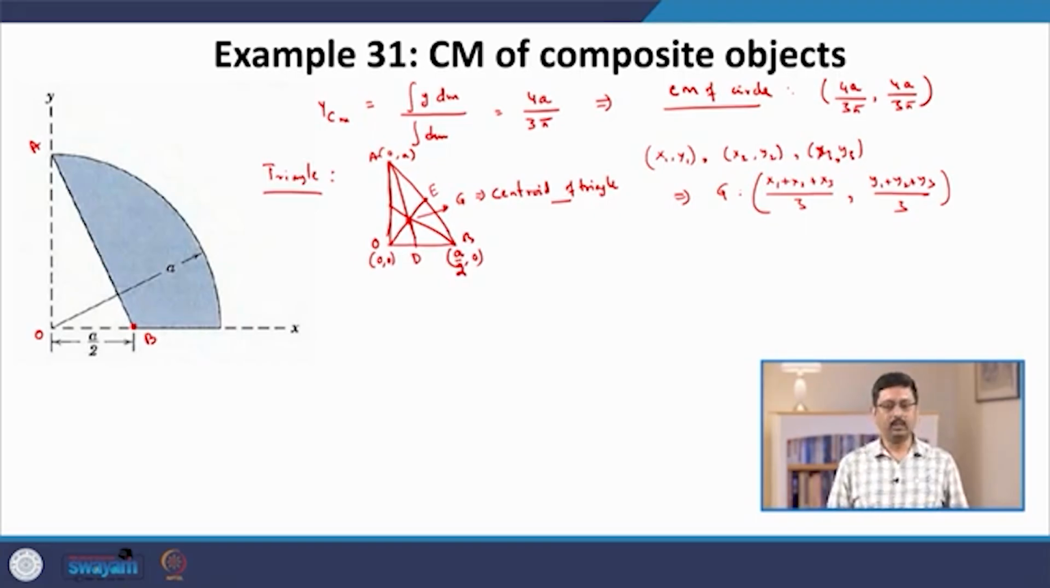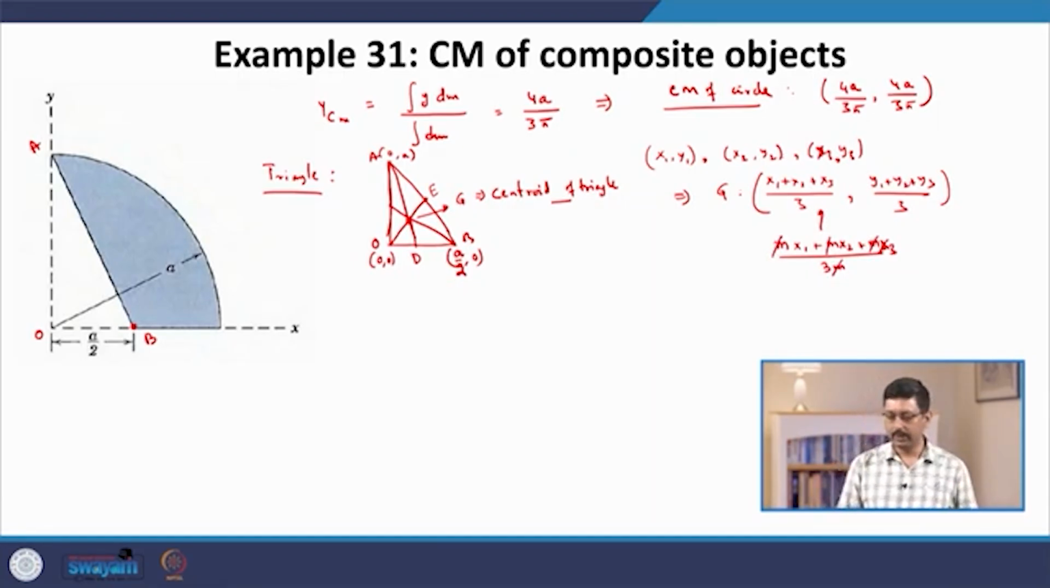If G is the center of mass, and you place 3 equal masses of size m, any arbitrary mass, at the 3 locations, then the center of mass of those 3 vertices will be, by definition, mx1 plus mx2 plus mx3 divided by 3m. The m will cancel, and we see that the coordinate of the centroid must be given by this beautiful formula.